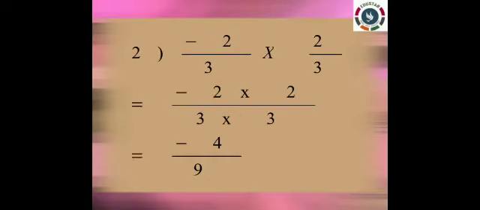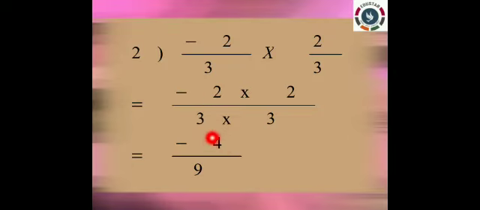Second example, minus 2 by 3 into 2 by 3. The formula is the product of the numerators divided by the product of the denominators. Numerator term is minus 2 into 2. Denominator term is 3 into 3. Minus 2 into 2: negative into positive, we get negative sign.